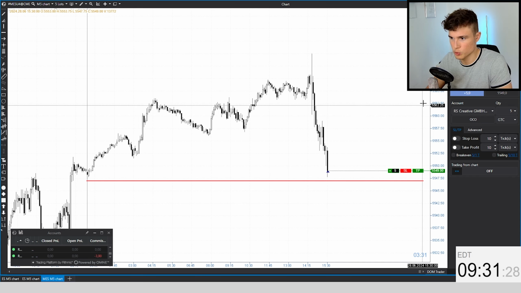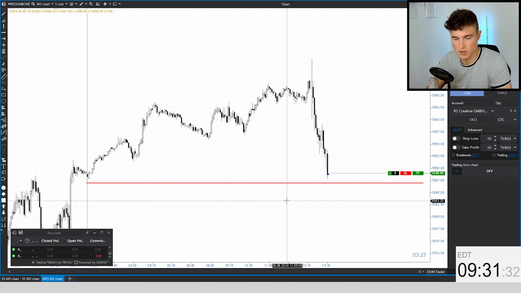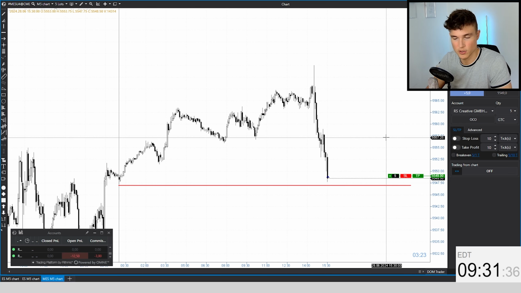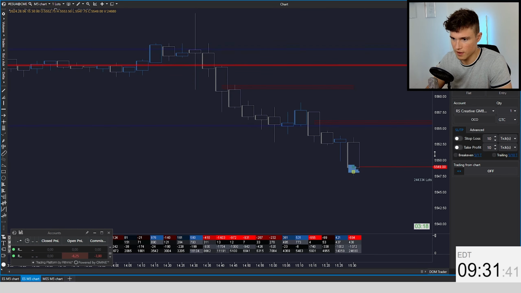I'm not trading with the automated stop loss. I'm using just a red horizontal trend line as an indication where I want to be stopped out manually. All right, enough talk. Let's take a look at the footprint. What happens in the first 5-minute candle?